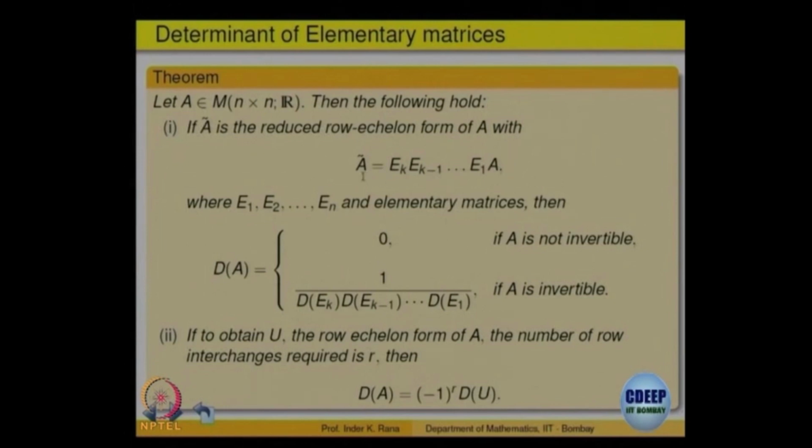So, what will be the determinant of A tilde? Determinant of Ek multiplied by determinant of Ek minus 1 and so on, into determinant of A, right? Is that okay? So, from here, what is the determinant of A then? I can divide by those constants, right. So, determinant of A will be determinant of A tilde over determinant of Ek multiplied by determinant of Ek minus 1 and so on up to determinant of E1, provided none of them is 0.